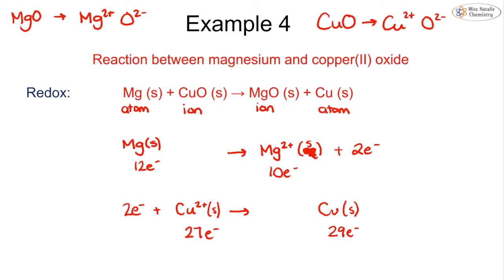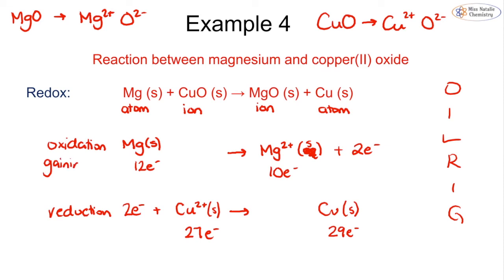Therefore, for OIL RIG, the oxidation is the magnesium and the reduction is the copper. And we can also look at that in the same way that the magnesium is gaining oxygen, so it is becoming oxidized, whereas the copper is losing oxygen. So it is the one that is being reduced.